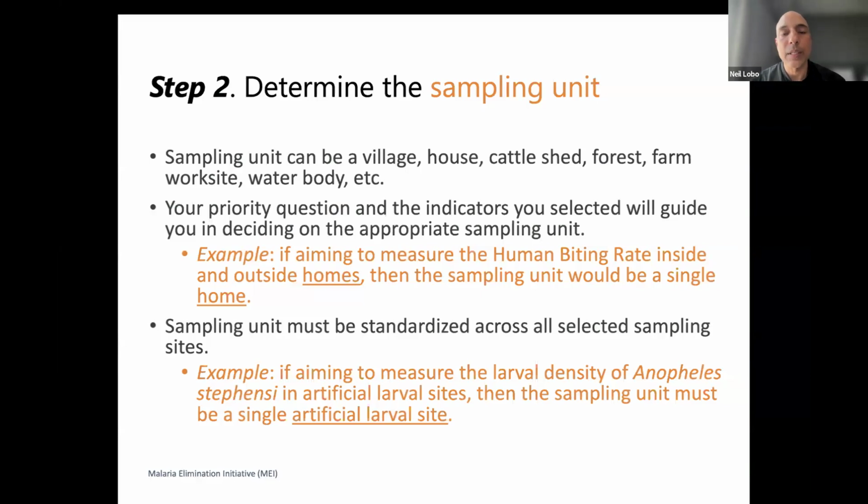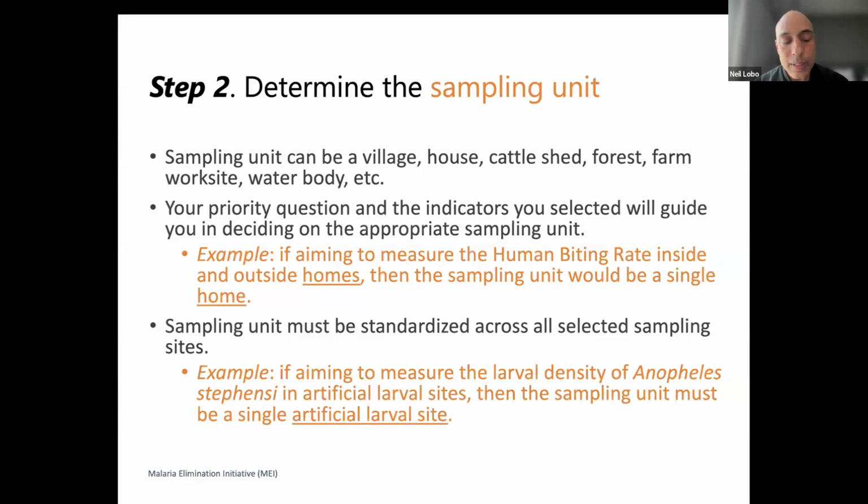The second step is to determine the sampling unit. A sampling unit can be almost anything based on your question. It can be a house, a cattle shed, a forest, a water body if you're doing larval sampling. Your question will dictate what your sampling unit will be. The indicators you have to use to answer your question will also guide you in deciding on the appropriate sampling unit. For example, if you're looking at HBR, or the human biting rate, inside and outside homes, then the sampling unit would be a single home.